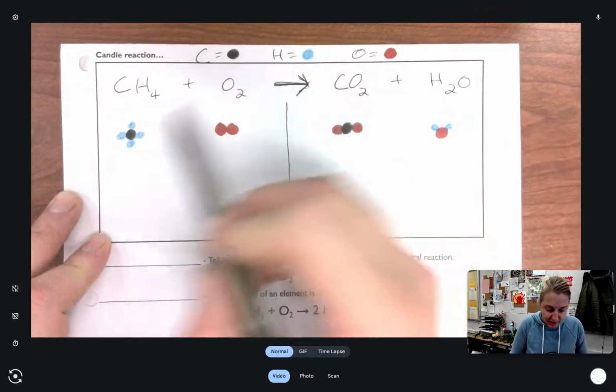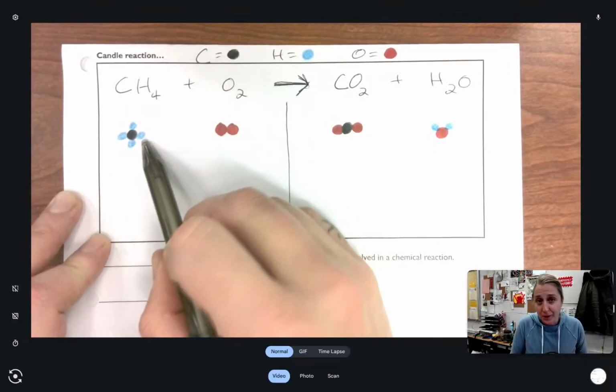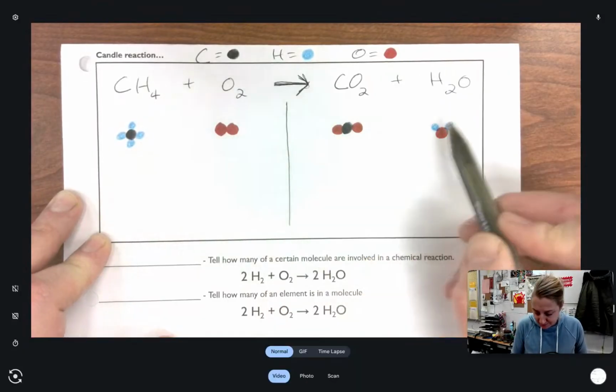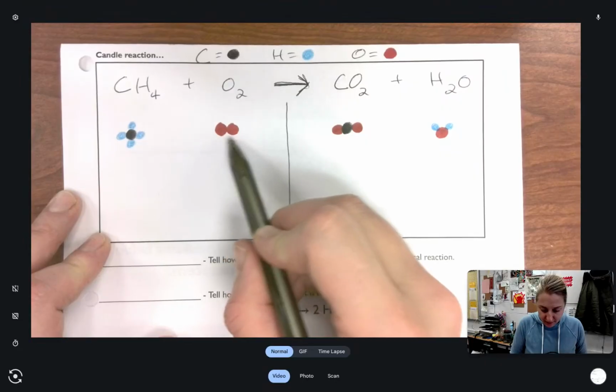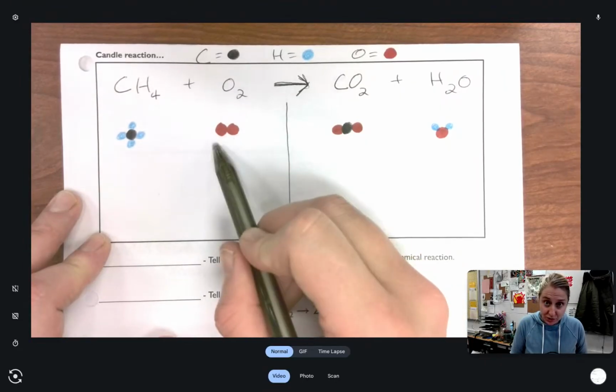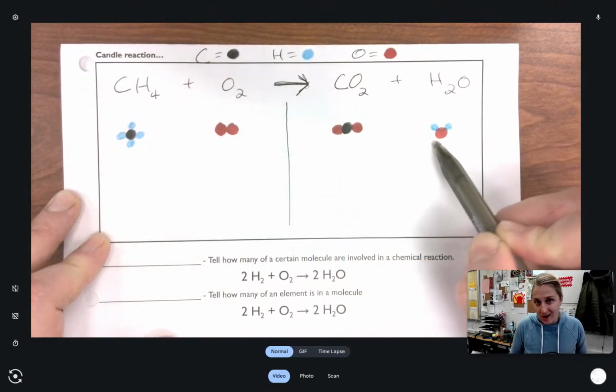Let's look next at our hydrogens. Over here I have 4 hydrogens in my reactants and only 2 in my products. So those aren't balanced. We're going to have to fix that. Also, it looks like our oxygens aren't balanced. I have 2 oxygens over here and I have 3 oxygens over here.